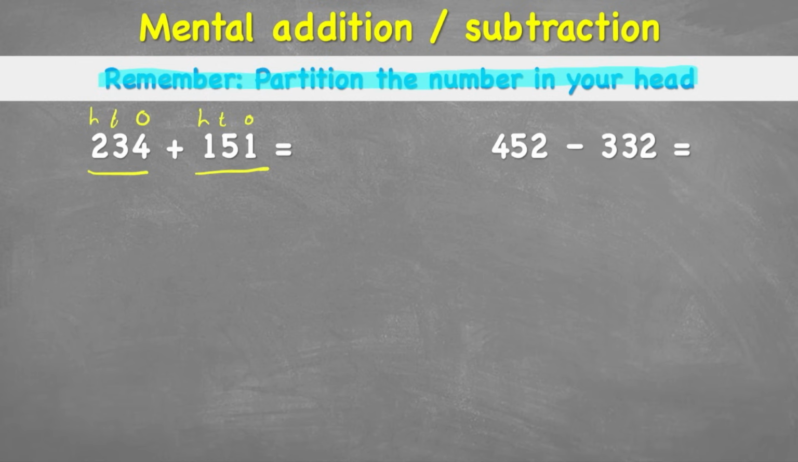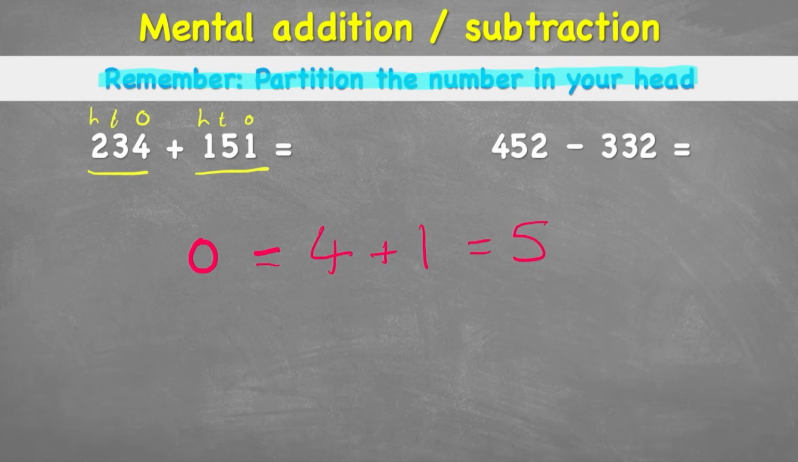So what I'm going to do in my head, I'm going to do exactly what I would do with column method, but I'm going to do it in my head. And that is start at my smallest value. So I'm going to look at my ones first of all. And in my head, I would remember that 234 had 4 ones and 151 had 1 one. So therefore 4 add 1 equals 5. So I would remember that my answer had 5 ones.